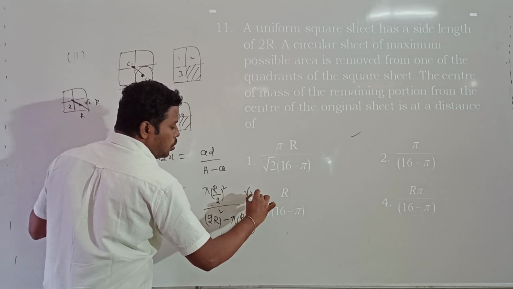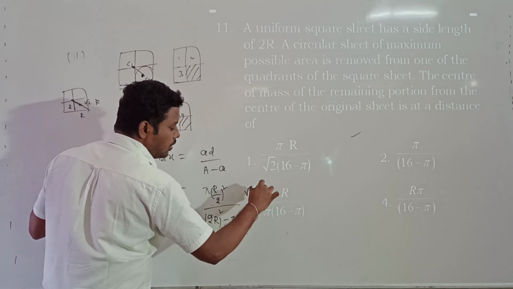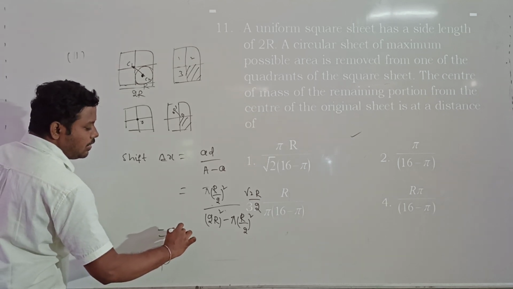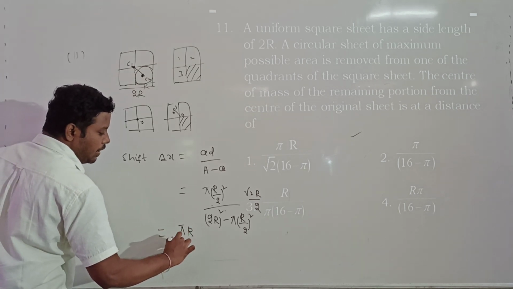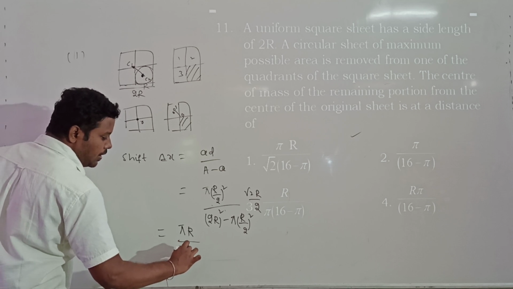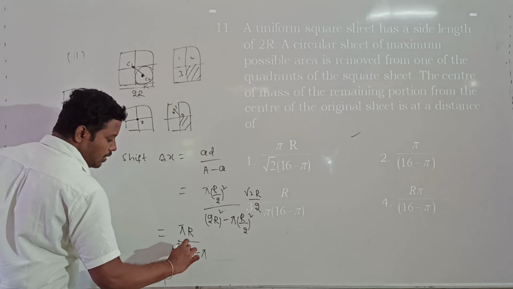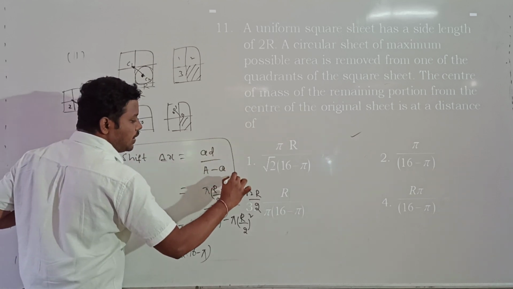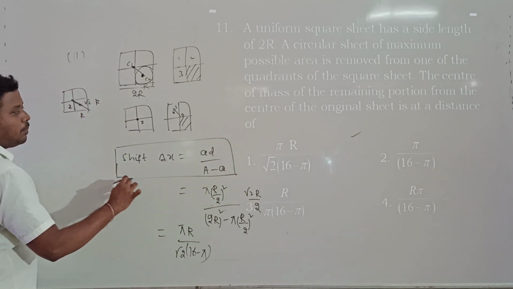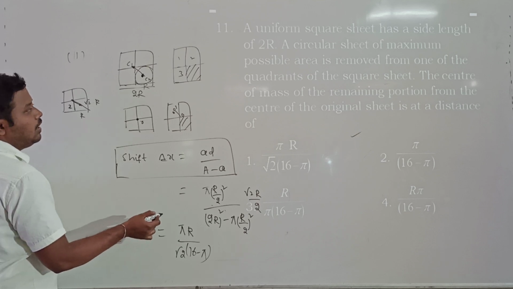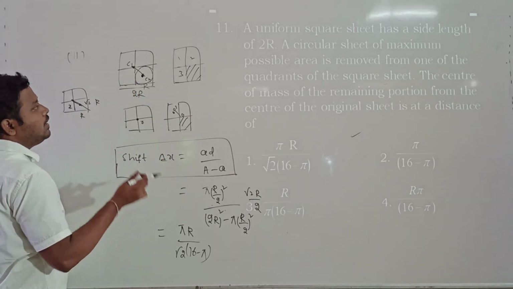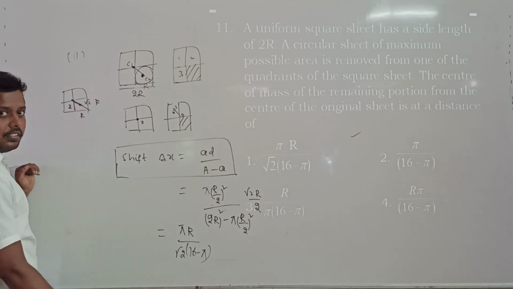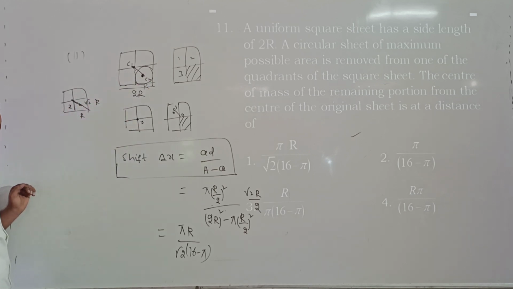D is equal to root 2 into r divided by 2. So you simplify this. Finally the shift will get the answer is pi into r divided by root 2 into 16 minus pi. Question you have to go through clearly, and this is the formula for shift, or this is the formula for distance between the remained plane and the center of the remote part. Okay? Question number 11.